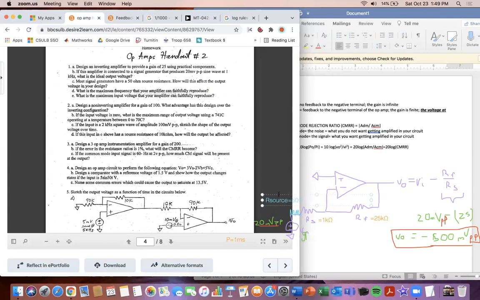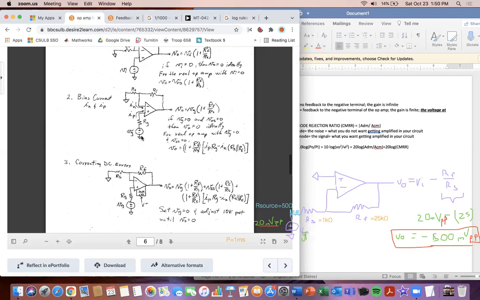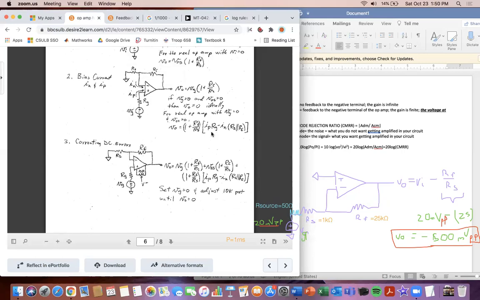And so now that I know R source is equal to 50 ohms, how will this affect the voltage in your design? Well, we know we're going to get input bias current through this chip here. And with the input bias current, remember when I told you guys, when you have input bias current, you're going to have to multiply it here by the source resistor.